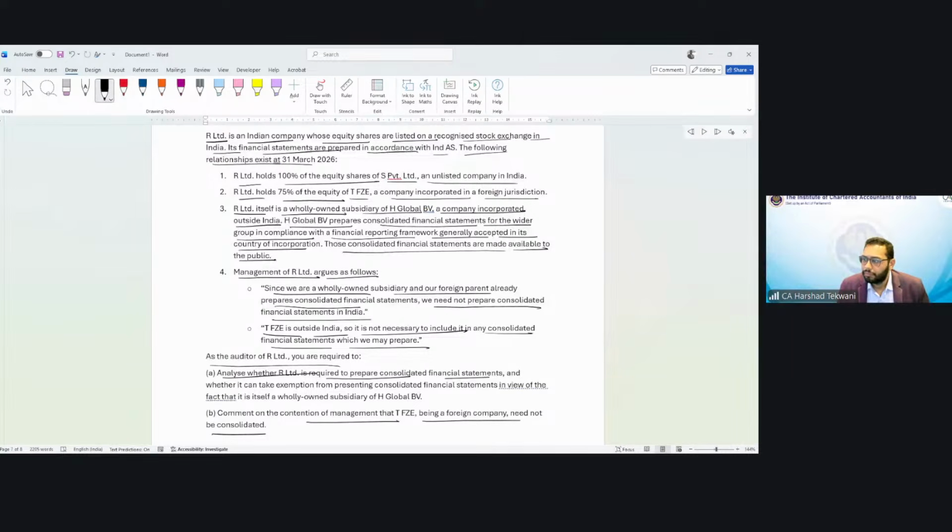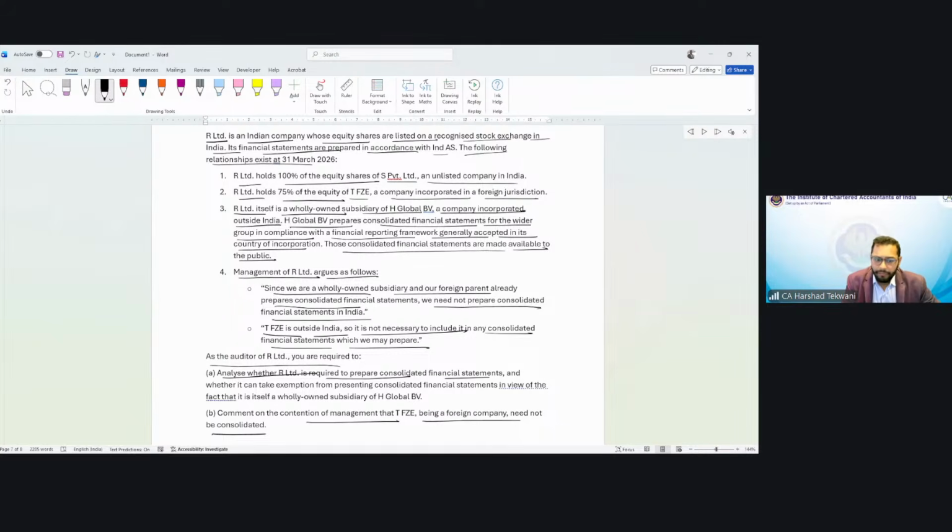Anyone? Sir, also while preparing the CFS of R Limited, the TFZE company, which is incorporated outside India in a foreign country, also has to be converted as per Indian GAAP, aligned accordingly, and then prepared and reported. Okay.